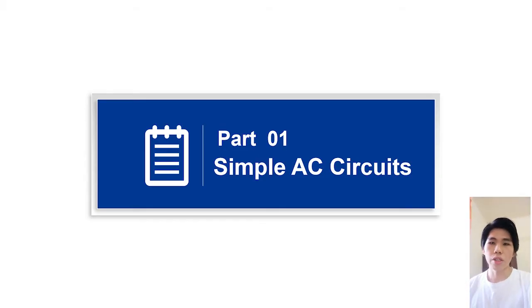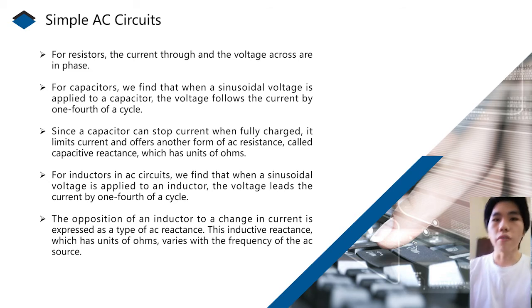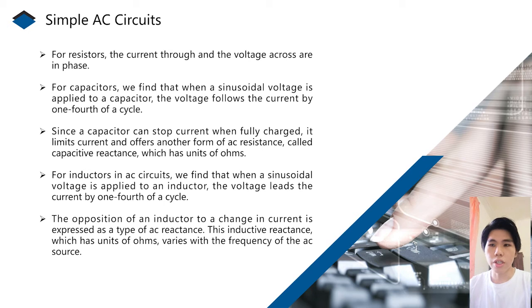For our part 1 is simple AC circuit. For a resistor, the current through and the voltage across are in phase. For a capacitor, we find that when a sinusoidal voltage is applied to a capacitor, the voltage follows the current by 1/4 of a cycle. Since a capacitor can stop current when fully charged, it limits current and offers another form of AC resistance called capacitive reactance, which has unit of ohms.